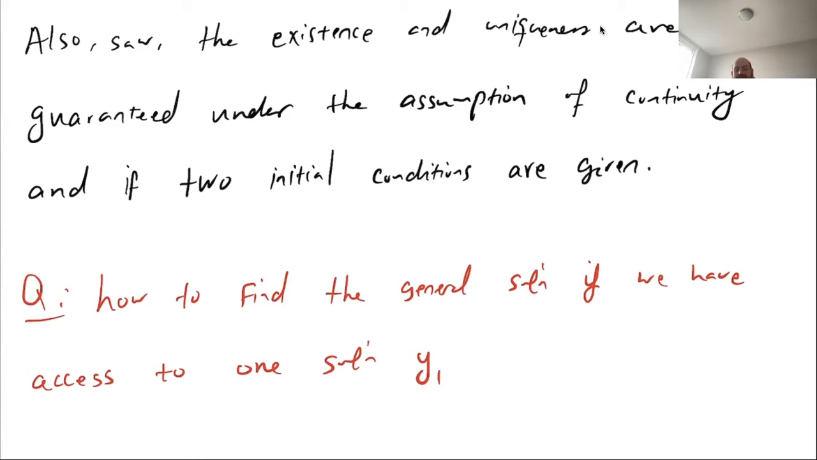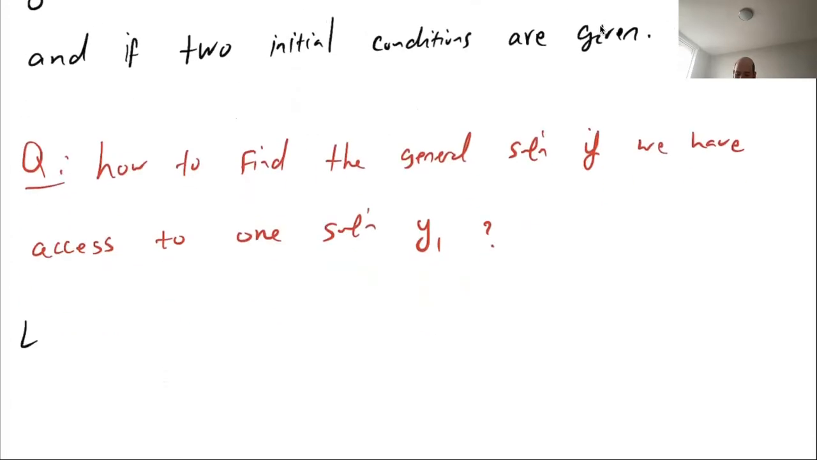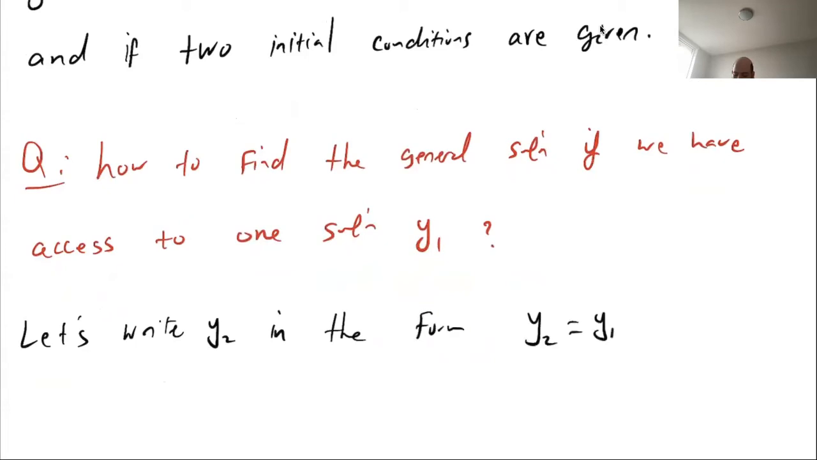And we know that once we find two linearly independent solutions, then we can find a general solution. So how to find the general solution if you have access to one solution, y1. So let's write the other solution, y2, in the form y2 equals y1 times v for some function v. I want to write y2 in this form.